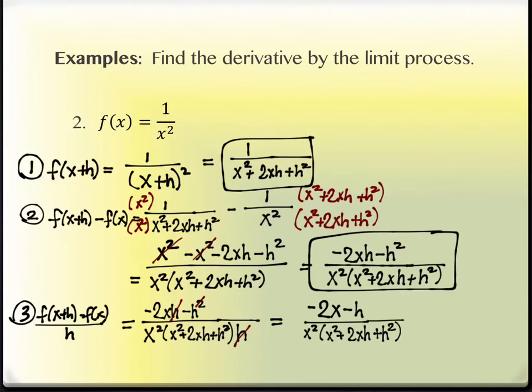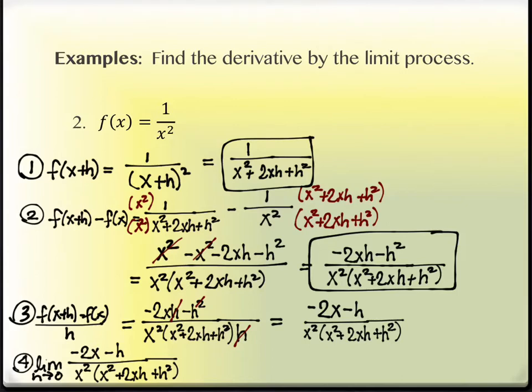So at this point, we no longer have a problem with the h standalone in the denominator because it canceled out with something in the numerator, all the pieces of the numerator, in fact. Why does it matter? Well, because step 4 is letting h equal 0. So in step 4, we take the limit as h goes to 0 of the quantity that remained from step 3, which is negative 2x minus h over x squared times x squared plus 2xh plus h squared.